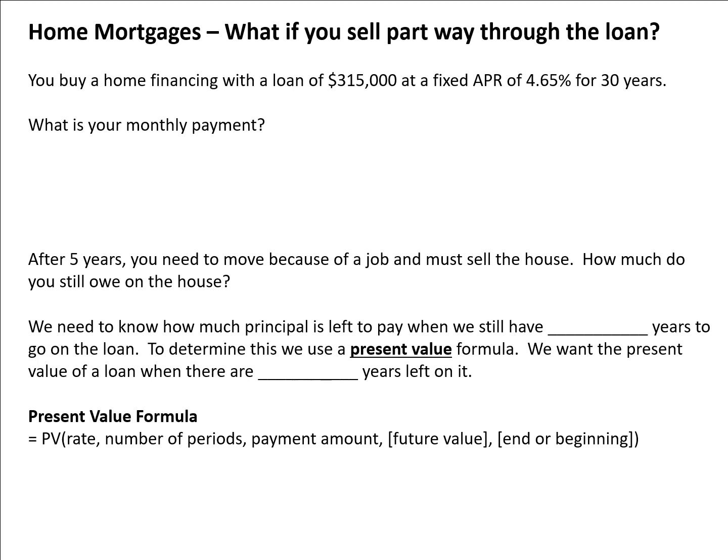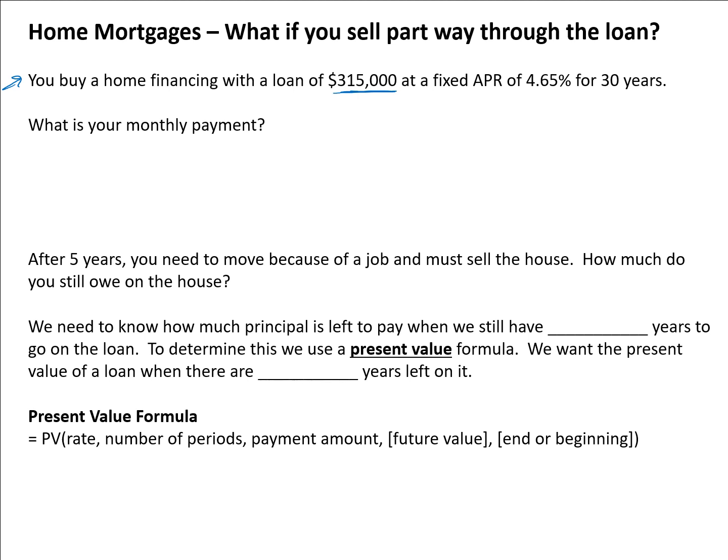So let's look at a situation where you only get partway through your loan and then you decide to sell your house. The scenario I want to look at is, let's say you buy a home, financing with a loan of $315,000 at a fixed APR of 4.65% for 30 years.